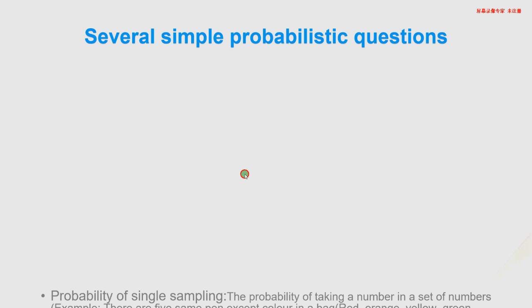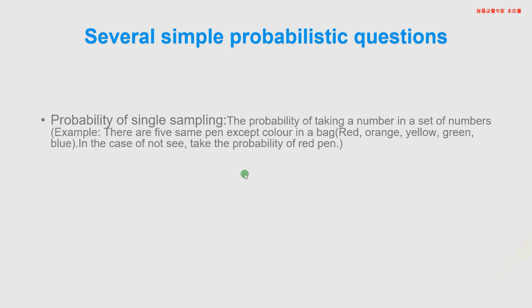There are several simple probability questions in our history. The first one is the probability of singly: the probability of taking a number from a set of numbers. Let me show you an example. There are 5 pens, the same except for color, in a bag. Each pen has a different color: red, orange, yellow, green, and blue. Take one pen; what is the probability of the red pen?